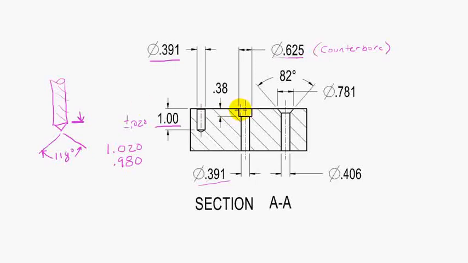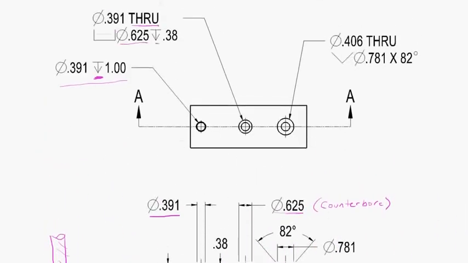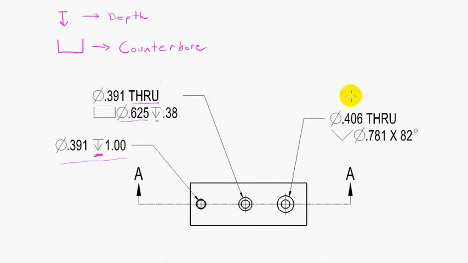If you're not familiar with this, if this was the head of a screw, you counterbore it so that you can put the head of the screw beneath the surface. Okay? So that's a counterbored hole. 0.391 diameter through hole, counterbore to a diameter of 0.625, 3/8 deep, or 0.38 deep.